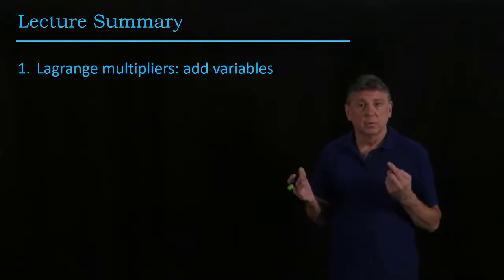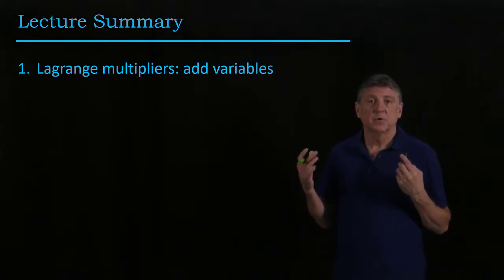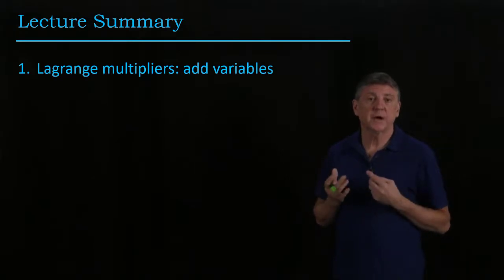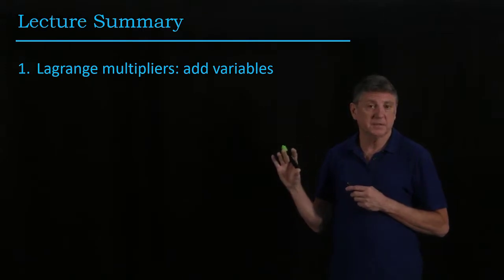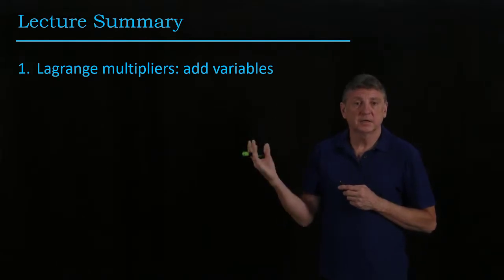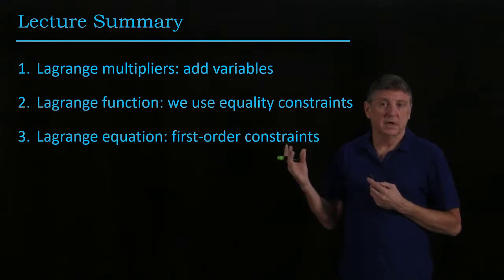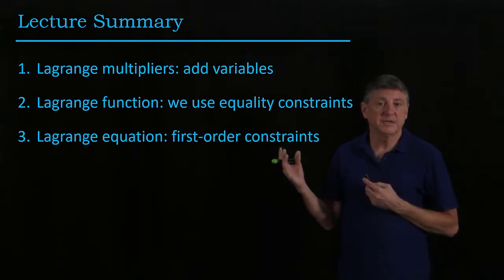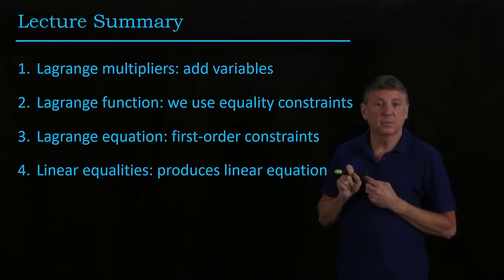So in summary, what we've discovered is that when we solve these equality constraints using Lagrange multipliers, we're adding variables. We have the number of variables that come from the size of the vector space for the vector argument, and then we're adding a Lagrange multiplier for every constraint property that we have. Here we're using equality constraints. These lead, when we differentiate them, to first order constraints, and then specifically, if our properties are linear equalities, what we end up with is a large linear equation.